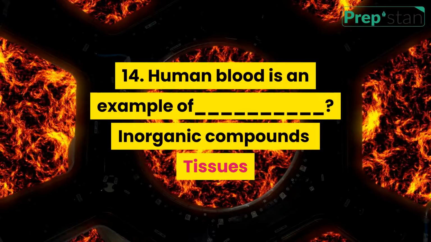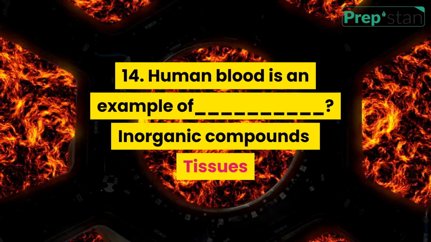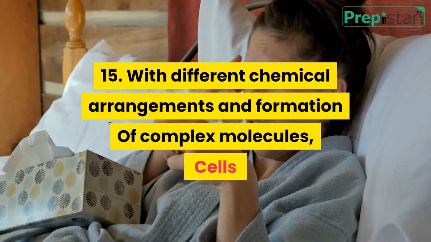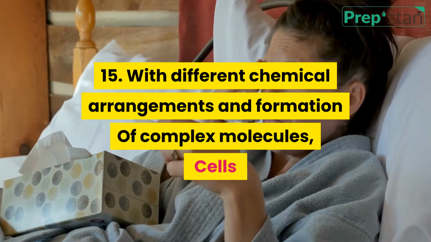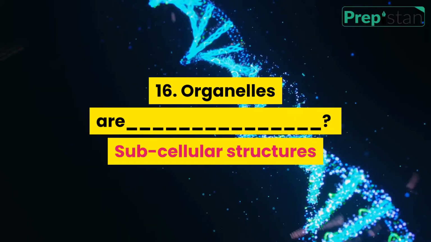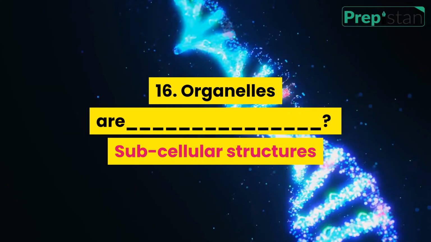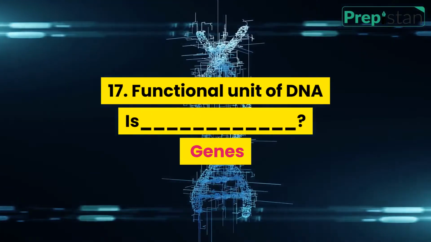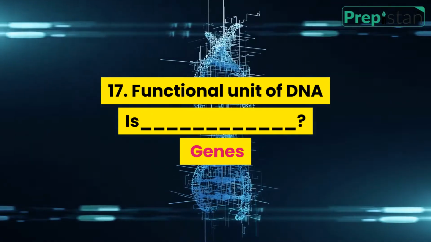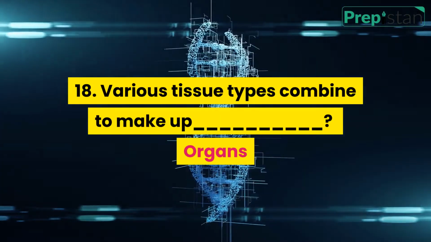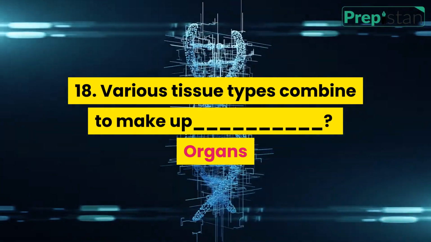14. Human blood is an example of blank inorganic compounds. Tissues. 15. With different chemical arrangements and formation of complex molecules, cells. 16. Organelles are blank subcellular structures. 17. Functional unit of DNA is blank genes. 18. Various tissue types combine to make up blank organs.